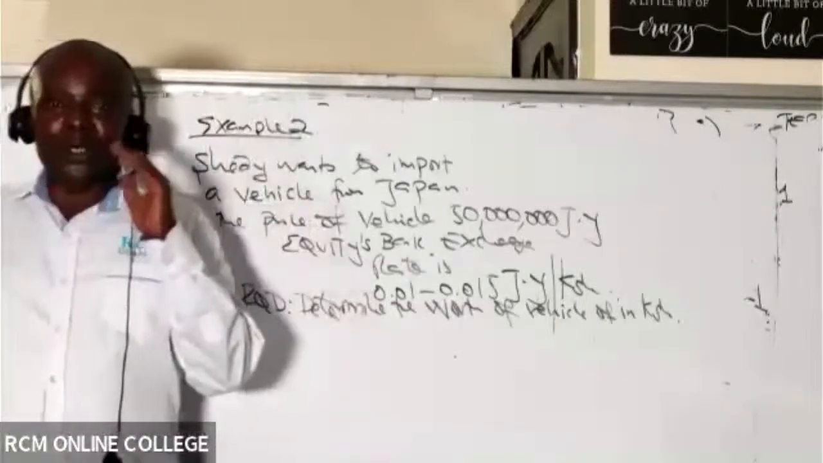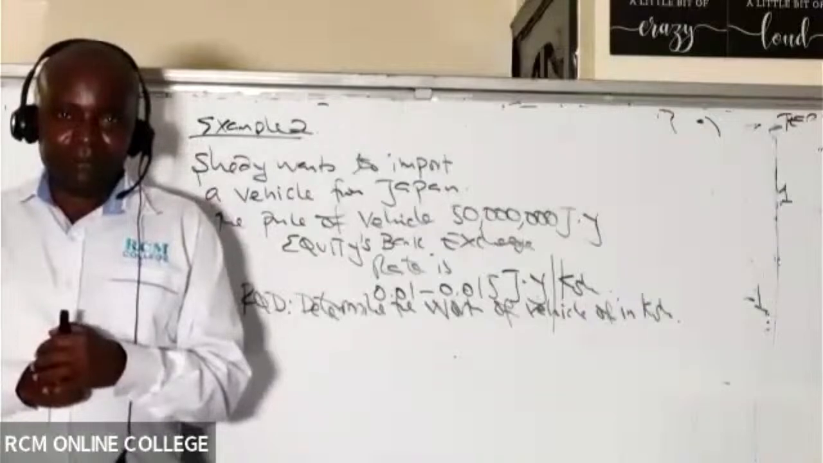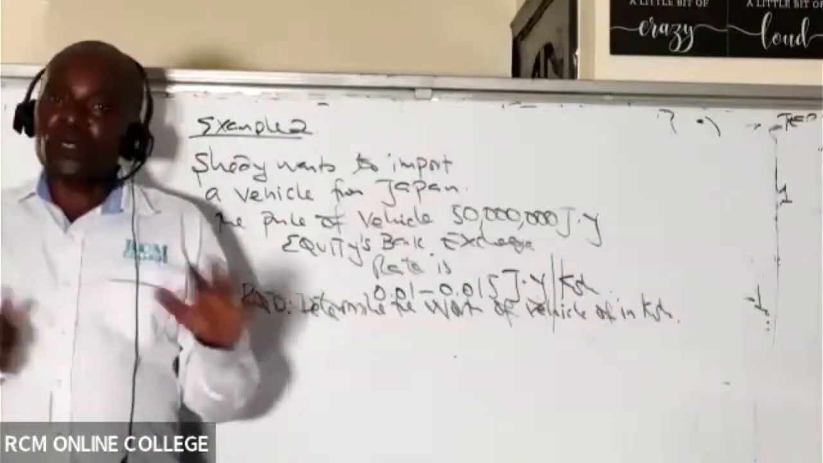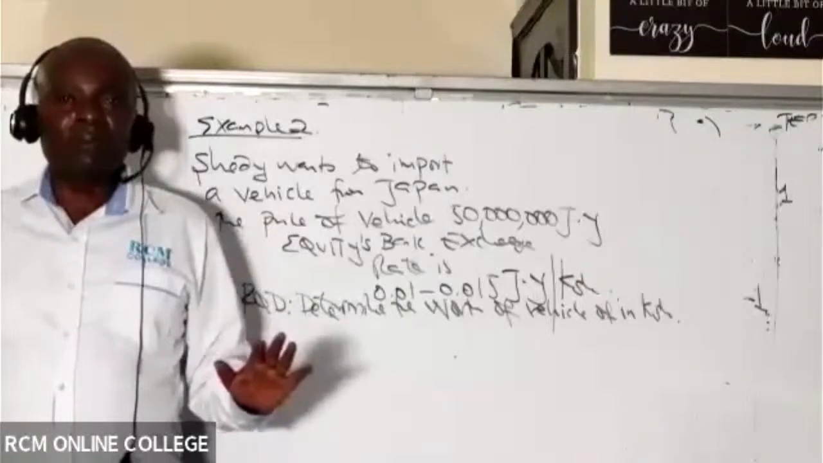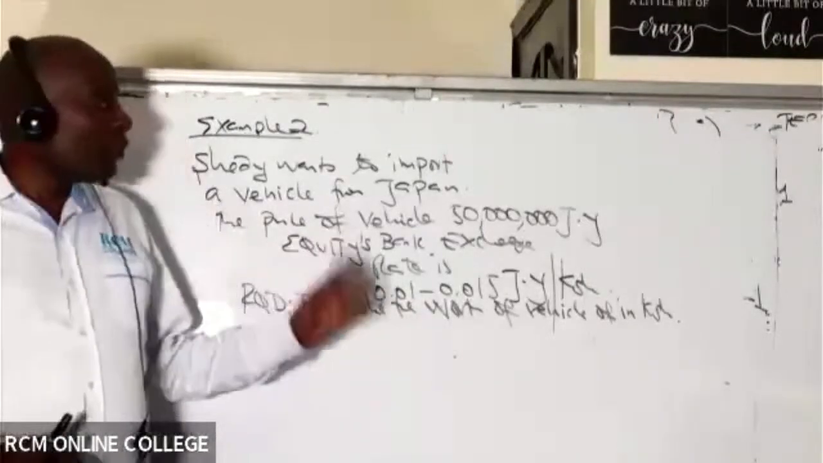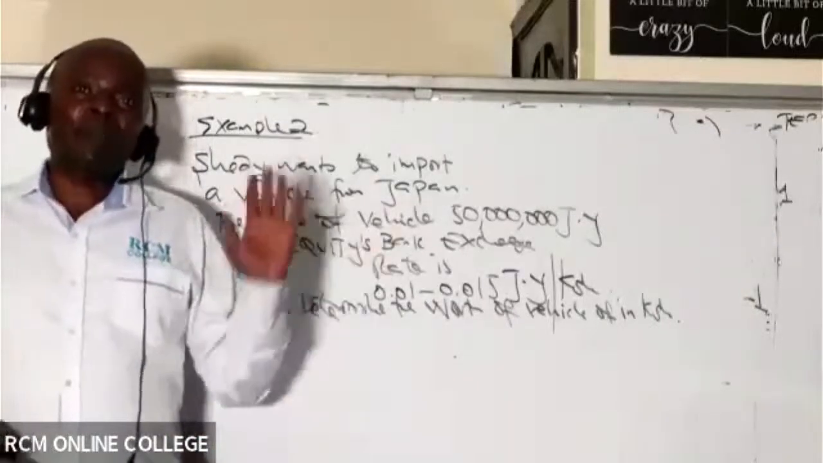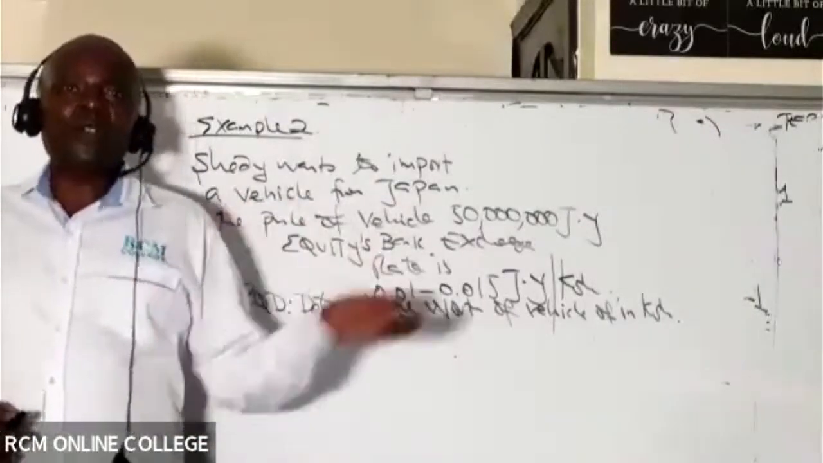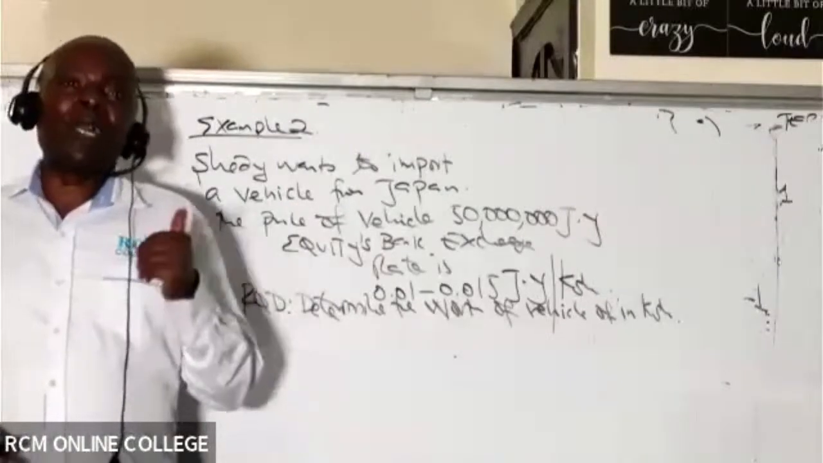Unless we don't know much about him, I believe Shedi is a Kenyan. And this guy doesn't want to buy using American dollars. He wants to buy this thing right from Japan, and has gotten a seller who is willing to sell to him at 50 million Japanese yen. Remember, in Shedi's pocket, he doesn't have Japanese yen. He has Kenya shillings. So he must pass through a bureau, an exchange medium, which is Equity Bank.